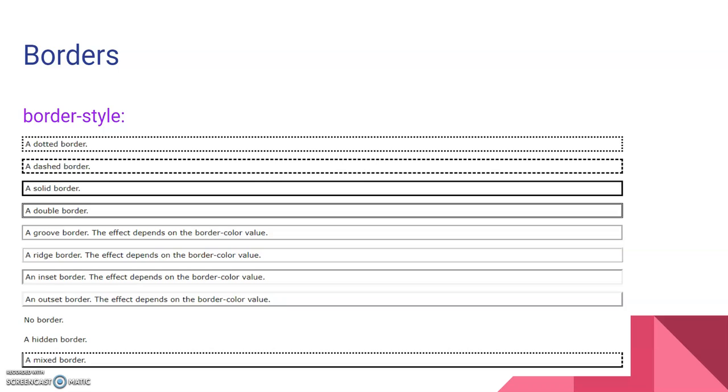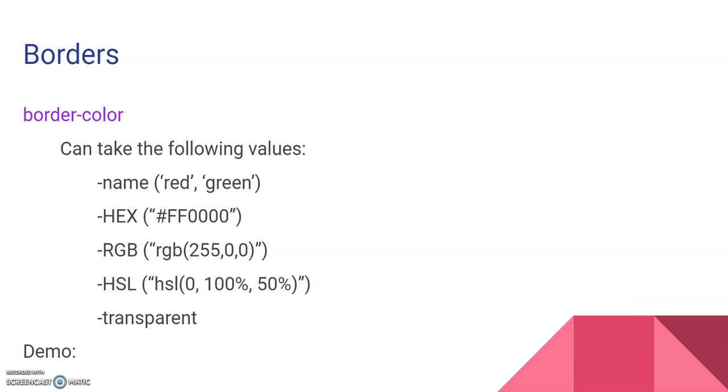Here's some of the styles we can pick from. So you can see those. And colors, you can put in different formats of colors. You can just say the name. You can say red, green, dark gray. You can use hex, RGB, and some others.